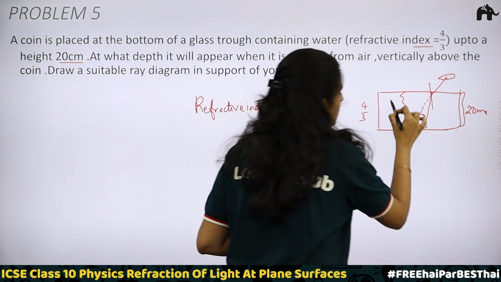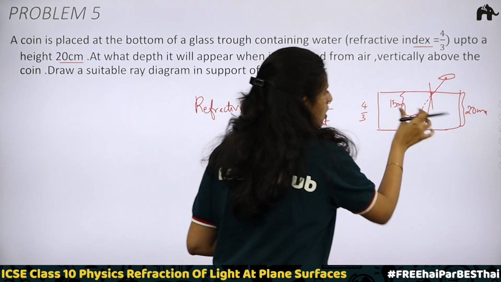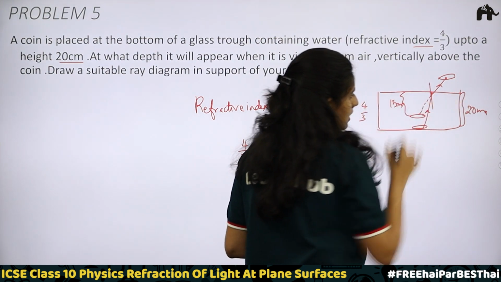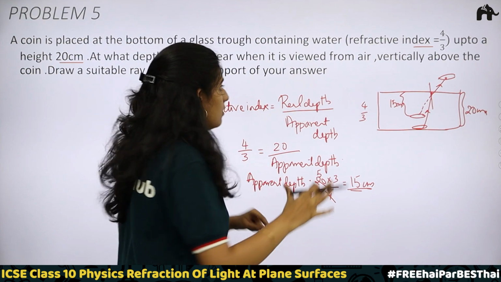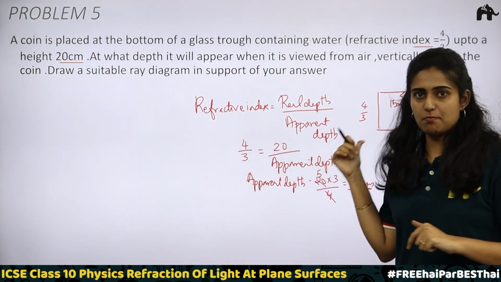So here, at a depth of 15 centimeter, the coin will be visible. Here we have the incident ray and this is the refracted ray. This shows you the ray diagram for your answer. Here you have the real depth and apparent depth.